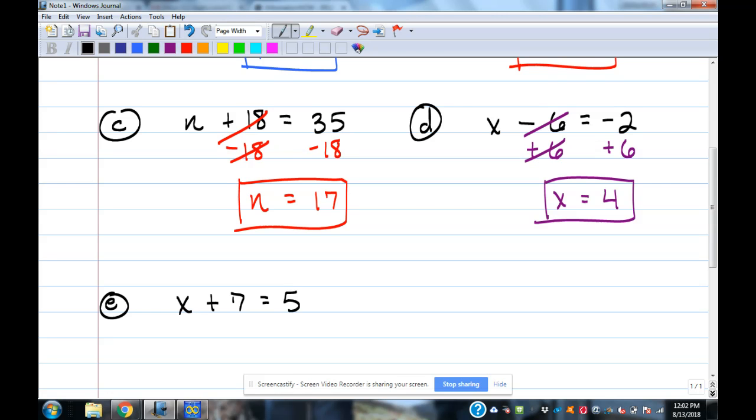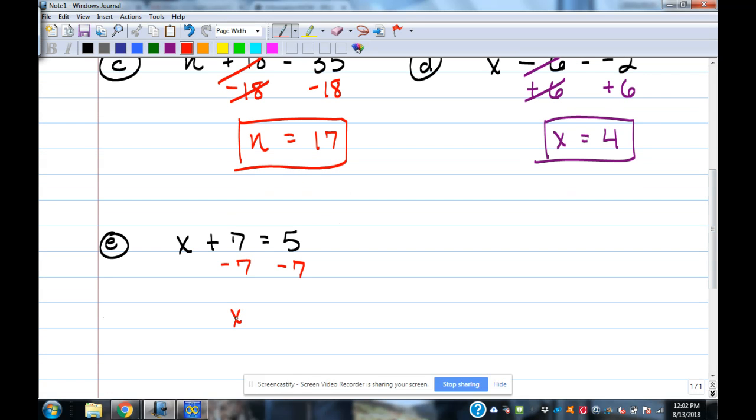What operation should we use? Subtraction. We're subtracting 7 from both sides. So when we subtract 7 from 5, that answer is going to be negative, right? Negative 2 should have been the correct answer there. Most of you had that.